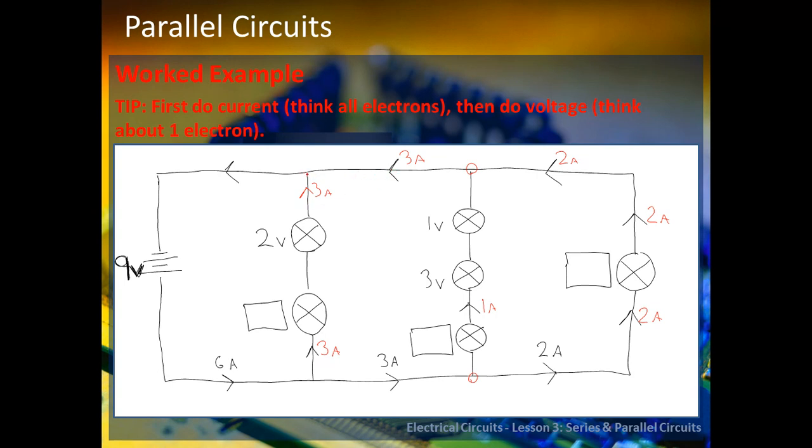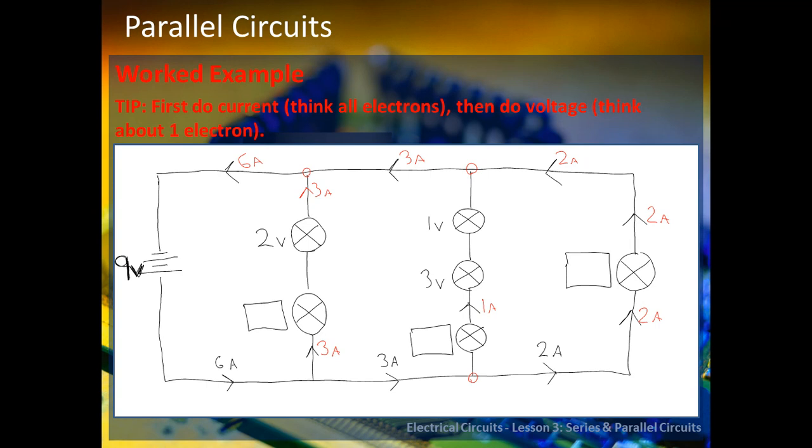Those 3 amps then reach our final junction on the return journey. They meet up with the 3 amps that headed up this path, join together, and the 6 amps head back to the battery. So again, we've managed to conserve our current. We started with 6 amps and we've ended with 6 amps, so we've done that correctly.